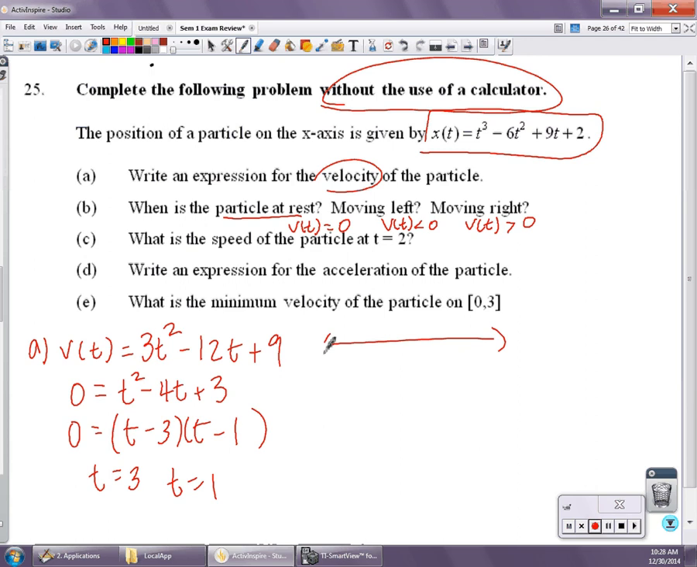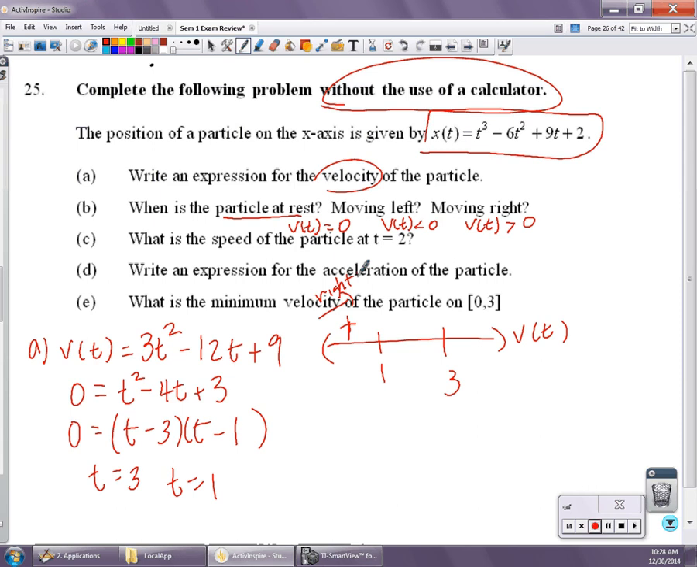I'm going to create a velocity number line. So this is v of t. I'm going to put my critical numbers of 1 and 3. I'm going to choose a value less than 1, like 0, and sub it into the velocity function. When I substitute 0 into the velocity function, I get a negative times a negative, which is a positive. So the particle is moving to the right when the velocity is positive. I'm going to choose a number between 1 and 3, like 2.